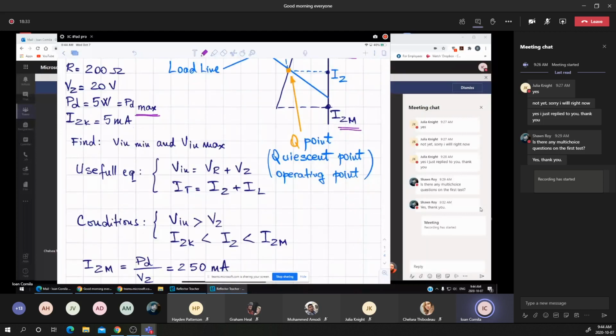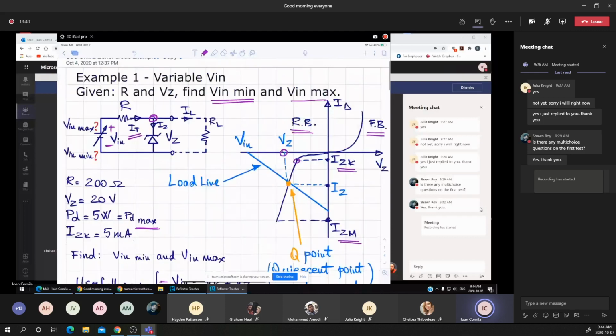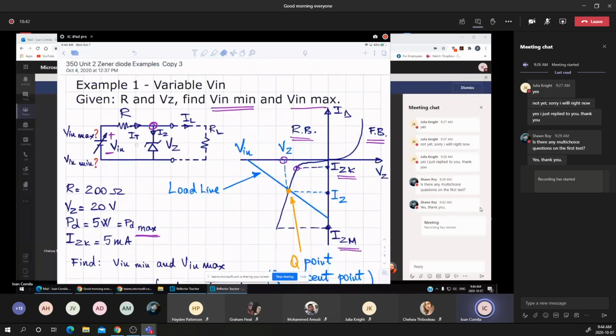That's the KVL. I mentioned that the KVL is applied in the inner loop, and I want to emphasize again that I'm applying the KVL in this inner loop, or the first loop, which has the voltage source in it.